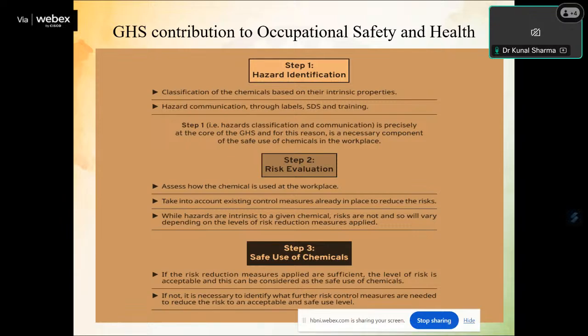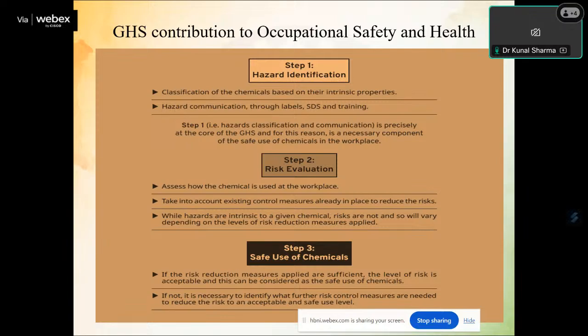There are certain steps for the contribution of GHS. For example, we have three steps here. Step one talks about hazard identification, wherein chemicals are classified based on their intrinsic properties. Intrinsic properties are those properties which are inherent to the chemicals. Some chemicals are flammable, some are violent, some are incompatible. All these things are there, and chemicals are classified on the basis of these physical and chemical properties only: some will react, some will explode, some will produce toxic fumes. The second thing is hazard communication through labels, SDS, and training.